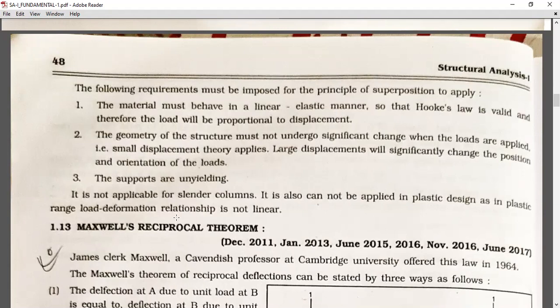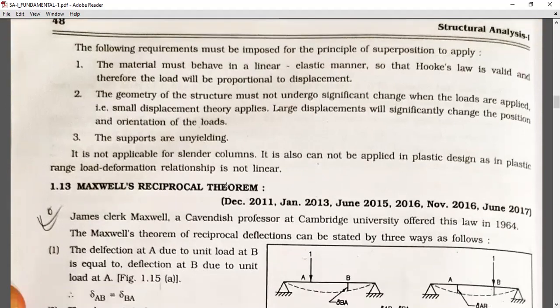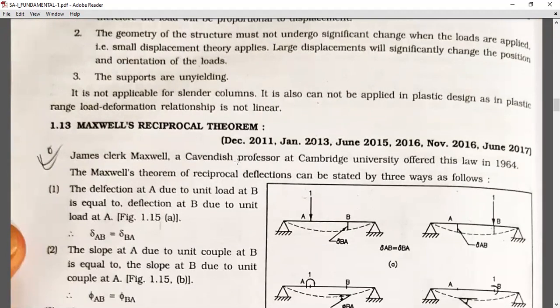The geometry of the structure must not undergo significant change when the loads are applied. Small displacement theory applies. Large displacement will significantly change the position and orientation of the load. And the third is that supports are unyielding. It is not applicable for slender columns. It also cannot be applied in plastic design, as in the plastic range the load deformation relationship is not linear.